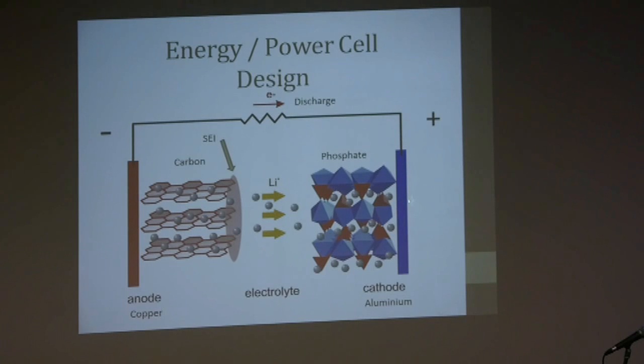Now, if this is the chemistry, how do you make a cell that's more for power, and how do you make one that's more for energy? If you make the carbon thicker, you can actually get more of these ions in between these pages. The more lithium ions you can get in there, the more energy. So then the capacity goes up.